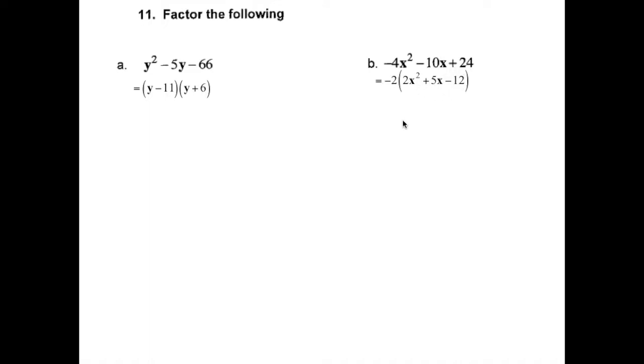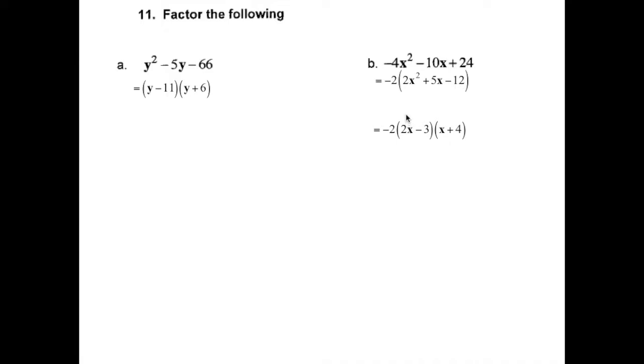I can use my trial and error. I'm going to do it both ways, but trial and error, the factors of 2, that's easy. 2 is a prime number, it's going to be 2 and 1. So I'm going to put my 2 and I'm going to put my 1. Okay, so 2x and 1x, which is just x. Then the factors of 12, and I'm thinking 3 and 4, so 3 times 4 is 12.